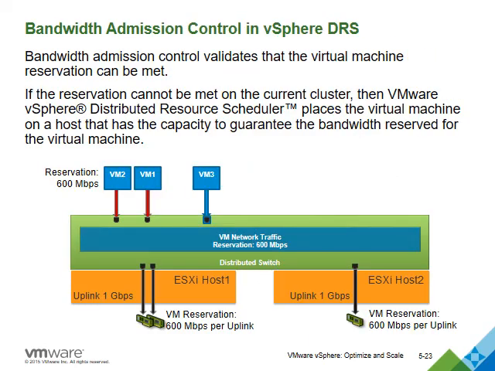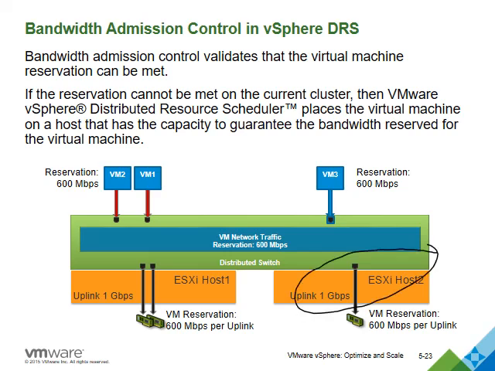Bandwidth admission control in a vSphere Distributed Resource Scheduler environment. If a bandwidth control or reservation cannot be met on a host, so let's say all 3 of these virtual machines are running here, and it's unable to meet what it needs, reservation can't be met, then that virtual machine will be moved over to this ESXi host so it can get what it needs.